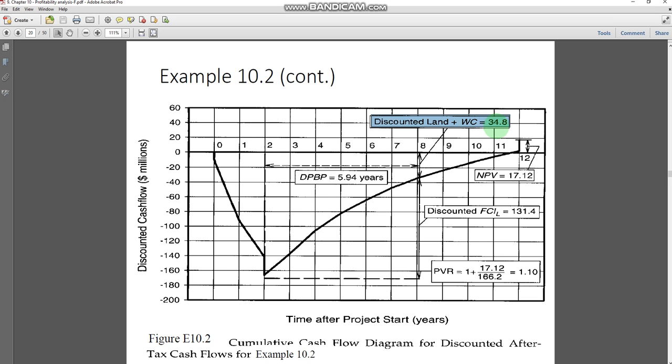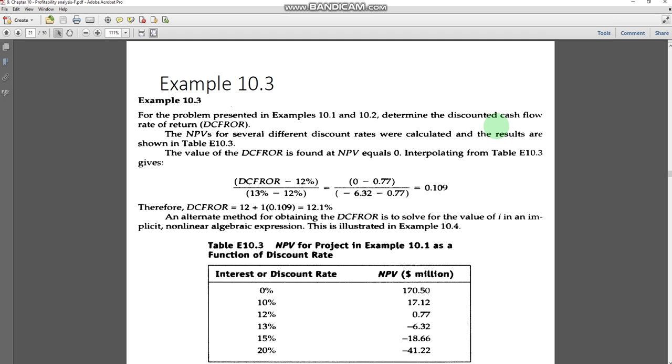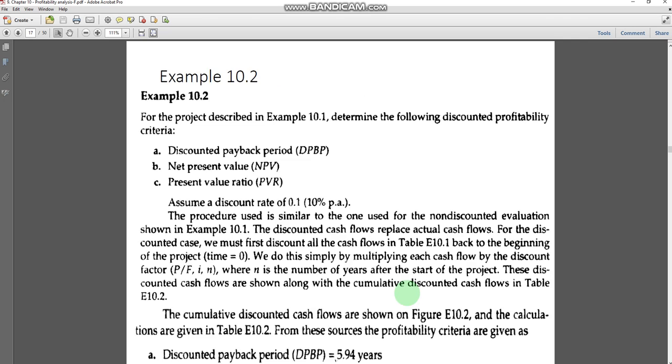Okay, now let us start example 10.3 for the problem presented in examples 10.1 and 10.2. These examples are interconnected with one another. Determine the discounted cash flow rate of return. The net present value for different discount rates was calculated, and the results are shown in table E10.3. These are some of the results. In example 10.1, you got the net present value to be $170.50 million.